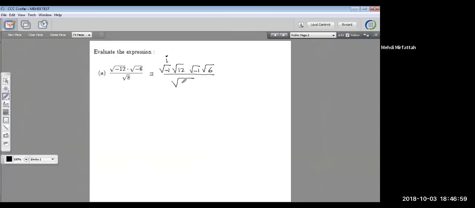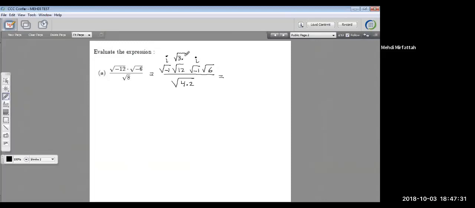Now, we're going to break 8 to its prime number. That would be 4 times 2. As you can see, part of 8 is perfectly squared, which is 4. So far, I have i radical 12 at the top of the fraction times i radical 6. Okay, let's break 12 also. That would be 3 times 4.